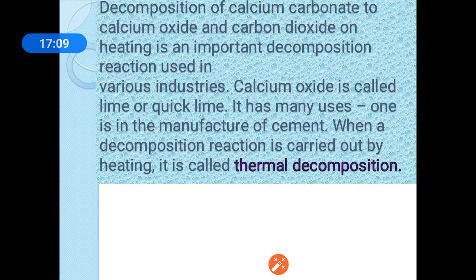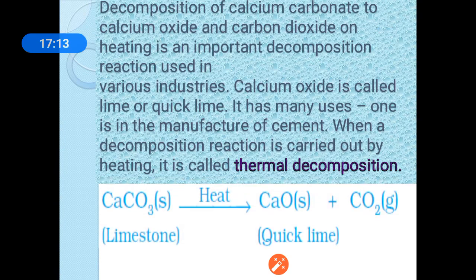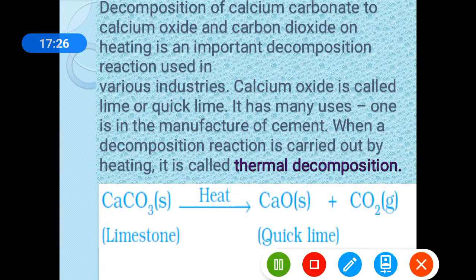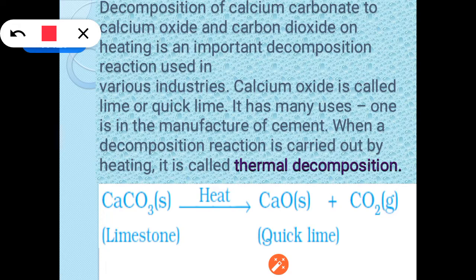Similarly here, the decomposition of calcium carbonate to calcium oxide and carbon dioxide on heating is an important decomposition reaction that is used in various industries. Calcium oxide is called lime or quicklime, and it has many uses. One is in the manufacturing of cement. Cement we use at home for various purposes. This calcium oxide is one of the ingredients for the manufacturing of cement.